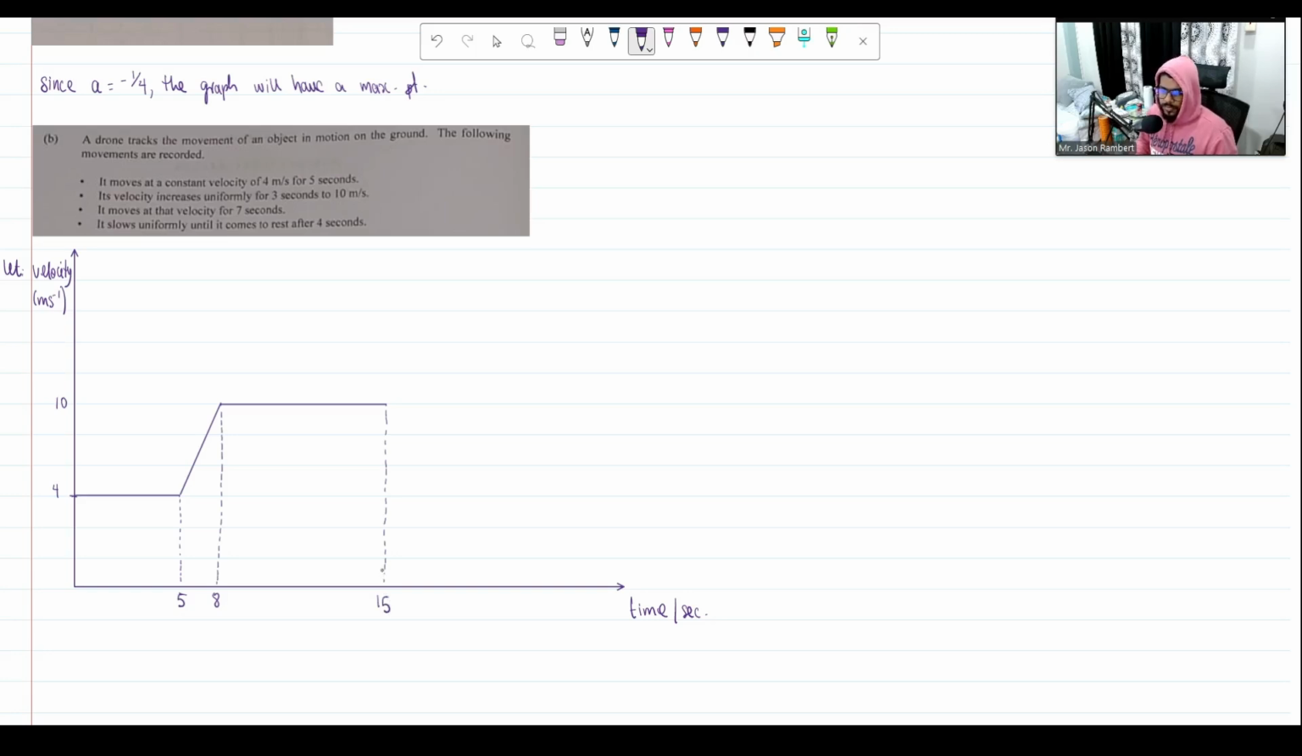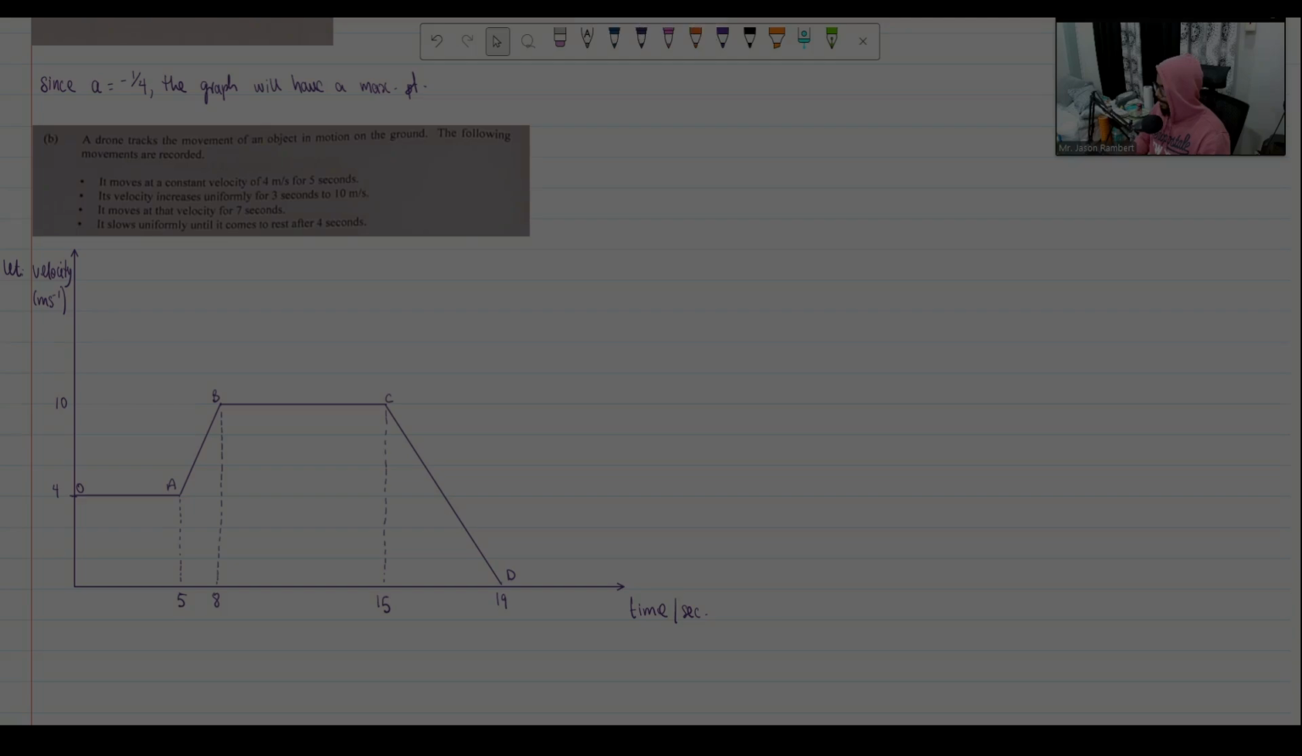It slows uniformly until it comes to rest after 4 seconds. So the velocity slows down until it reaches 0, 4 seconds after, so this is going to be 19. I labeled the points O, A, B, C, and D. Let me see what the question is asking us for: calculate the distance traveled by the object in the second part of the journey.